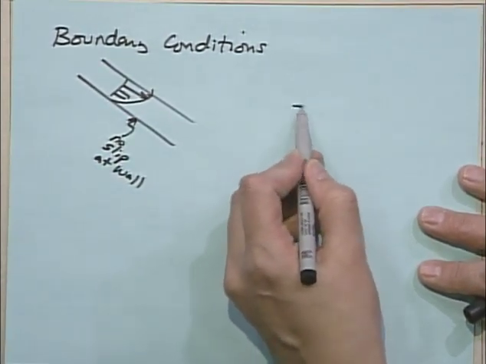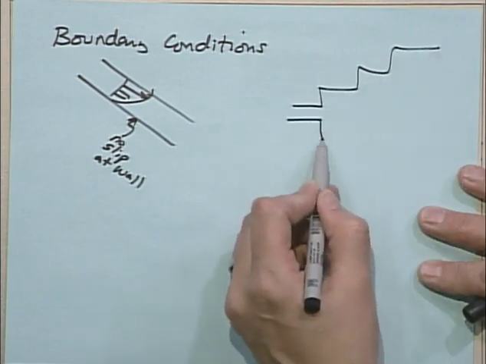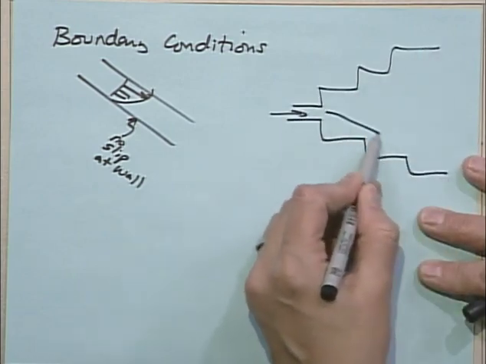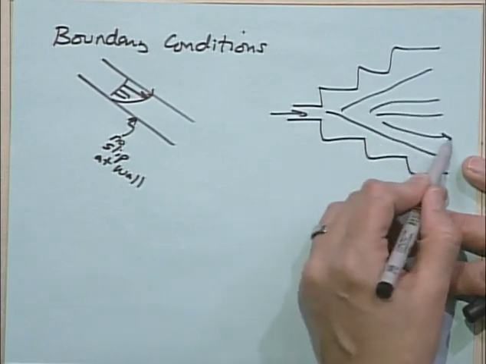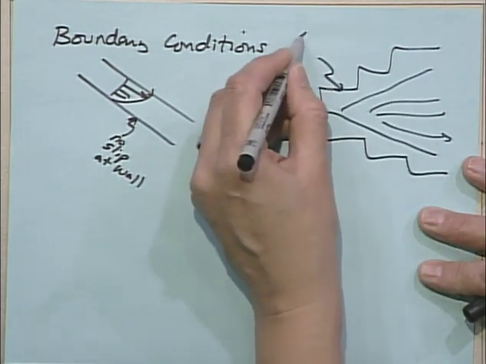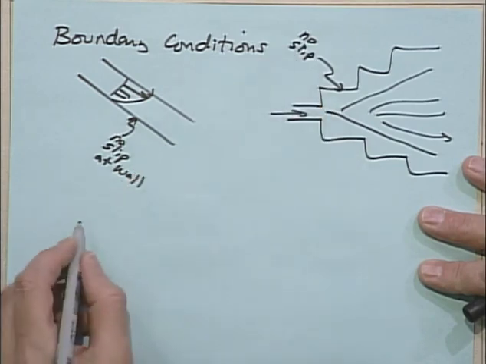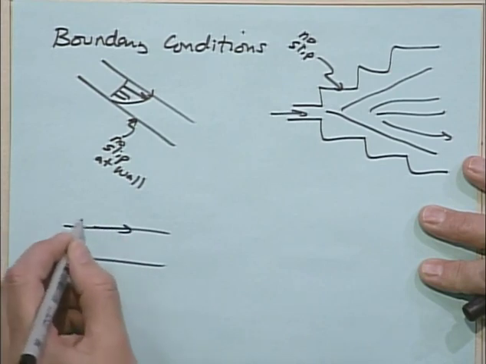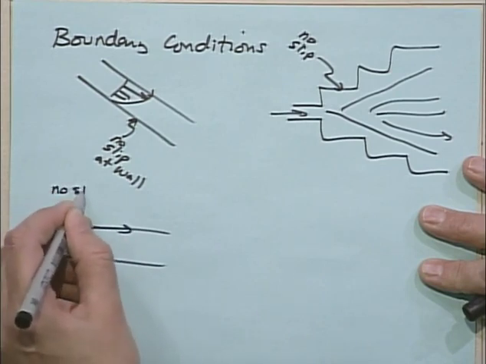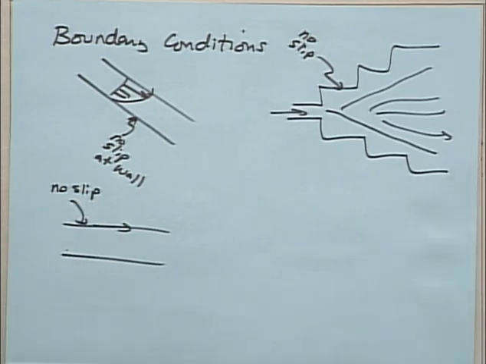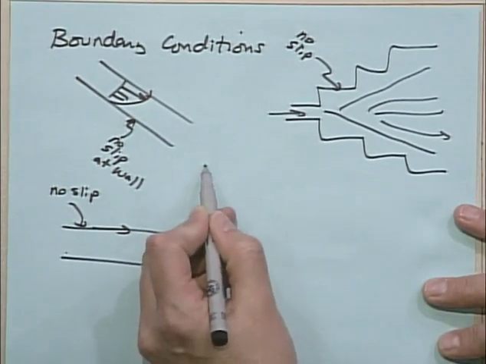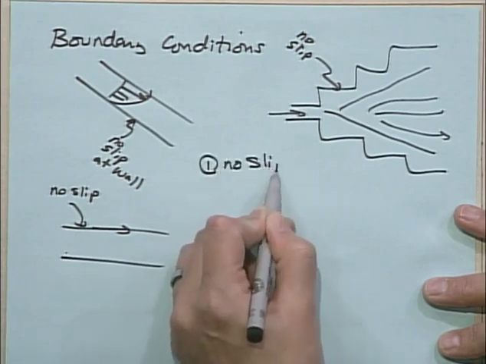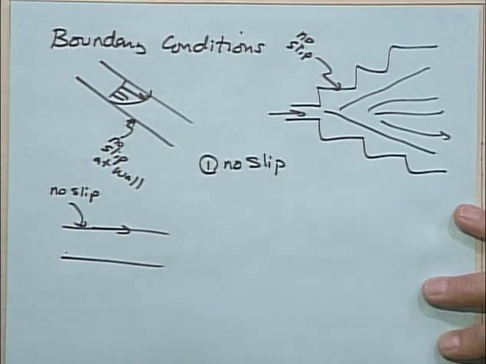Flow through some sort of a tortuous path would still also have no slip at the wall. Even if the wall is moving, you would still have no slip at the wall. And so that just means that the fluid's in contact with the wall, and the fluid's going at the same speed as the wall. So no slip is very, very common.